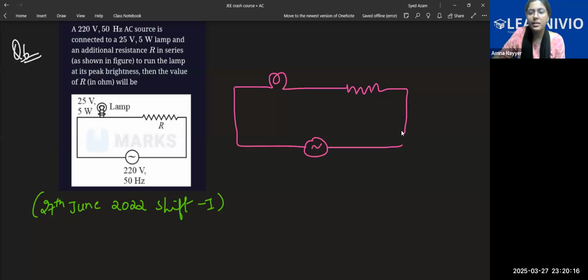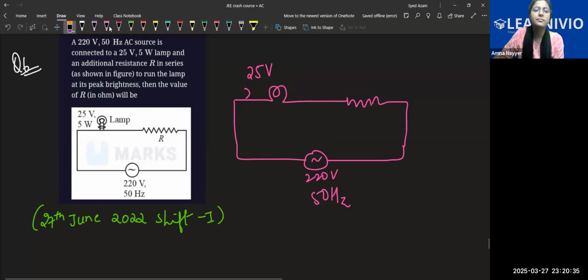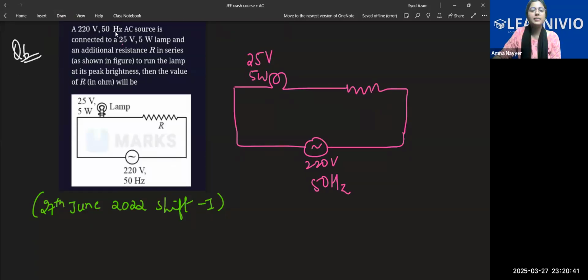This is a variable. Upasana, which voltage is this? ERMS. Yes, VRMS, right. This is the lamp. This is saying 25 volt and 5 watt, and the source is 220, 50. It is connected to this resistor R, the missing one. It is saying that to run the lamp at its peak brightness, basically we need to calculate the value of R.